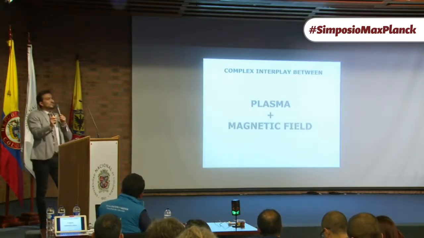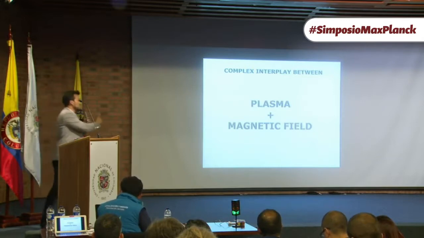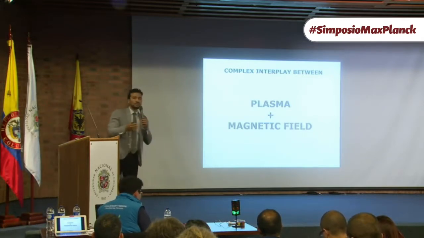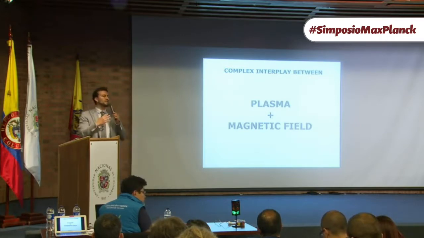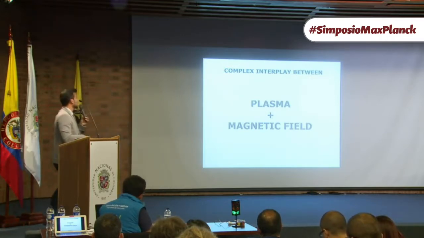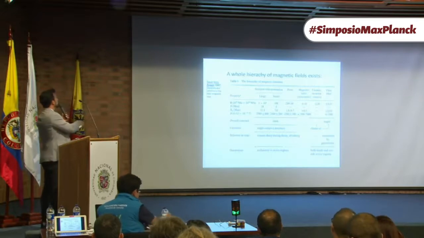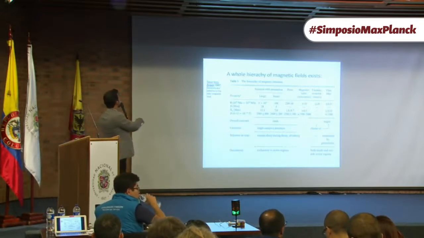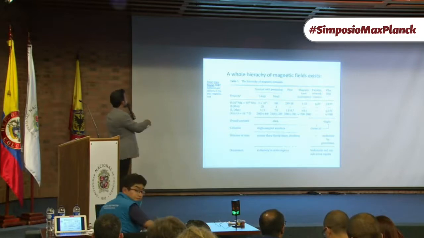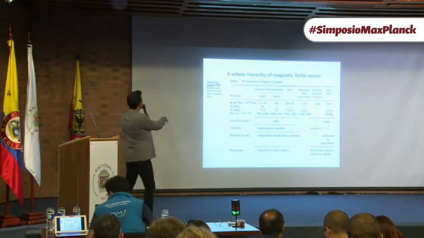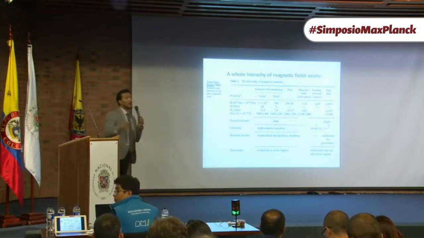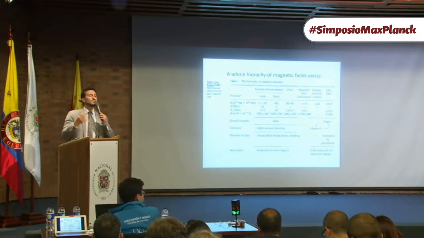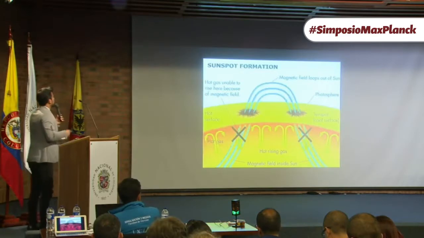So basically, for producing these features, you have a complex interplay between the plasma and the magnetic field. And that's the basis behind all the activity that you see on the sun. Obviously, it's not as simple as I mentioned before, because you have different scales. So you have large scales, small scales, and depending on the magnetic flux that is emerging from the solar interior, you have different features.